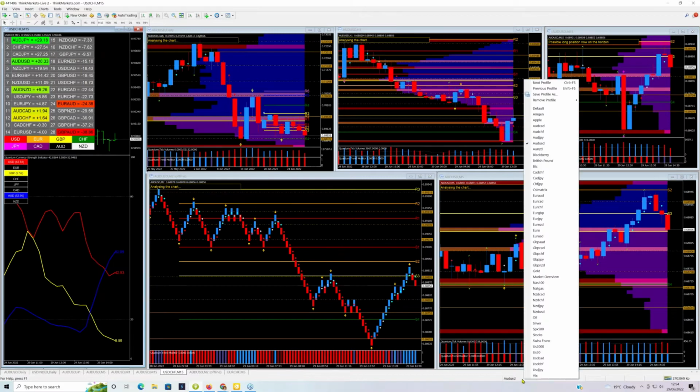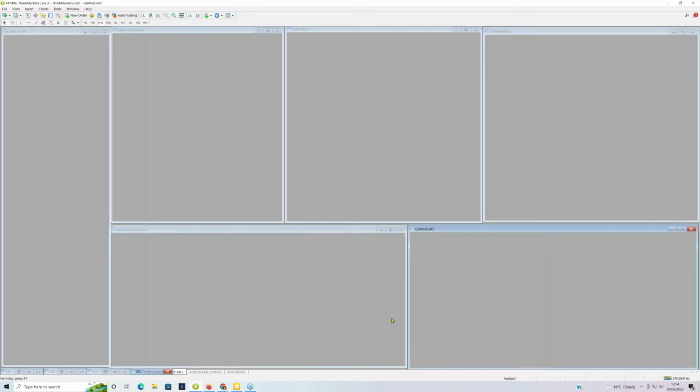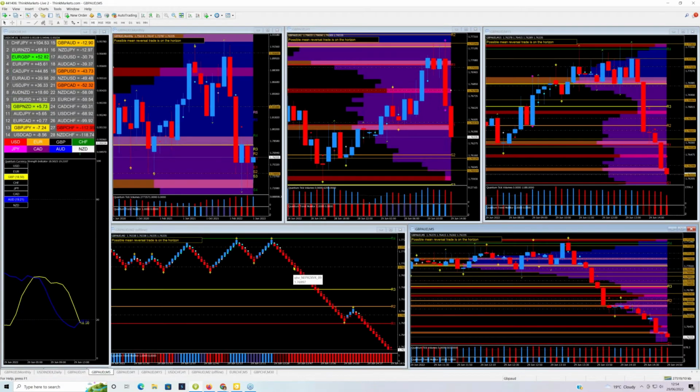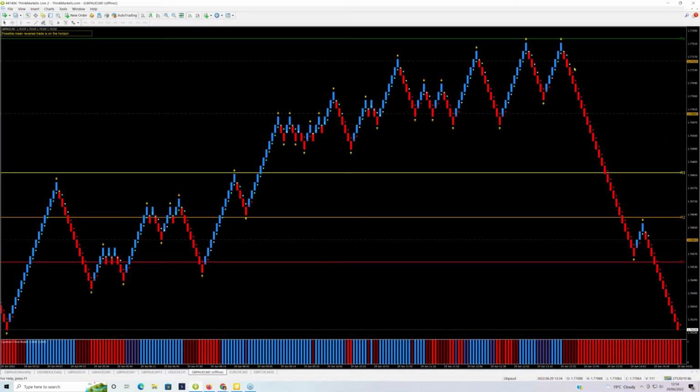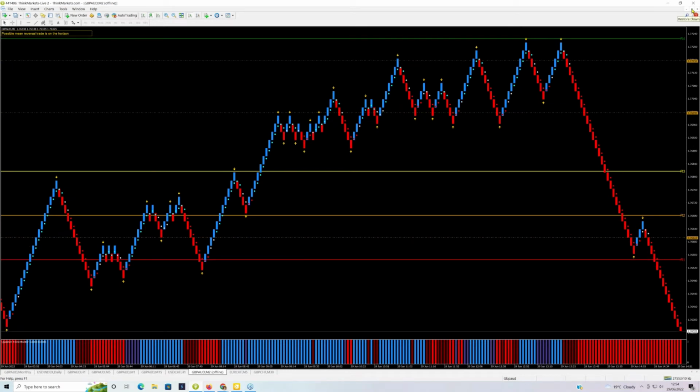And if I just quickly go down to pound Aussie, because I haven't had a look at it, let's see what that's doing. And we can see, this is what I mean. This is reflecting that very strong move that has come in to the pound Aussie. It's certainly been pound Aussie buying.